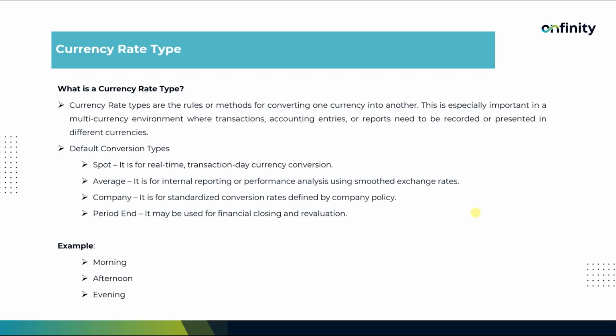Spot is used for real-time transactions and daily currency conversion. Average is typically used for internal reporting and performance analysis, utilizing average exchange rates. Company represents standardized conversion rates based on company policy. Period might be used mainly during financial closings and revaluations.